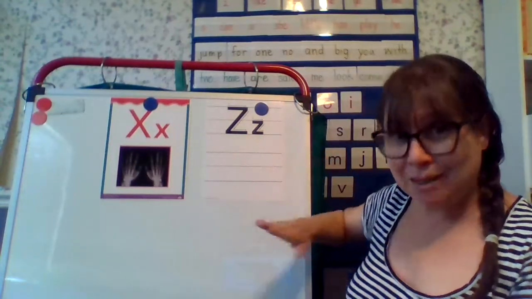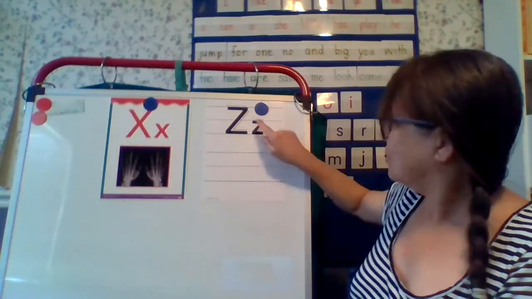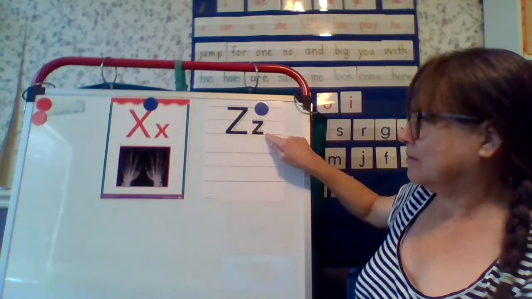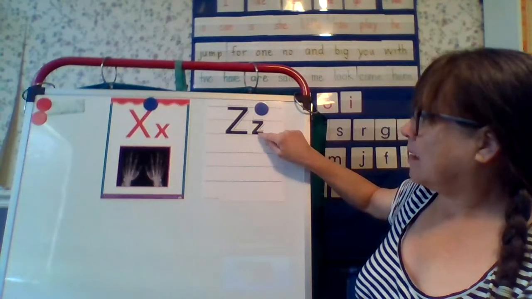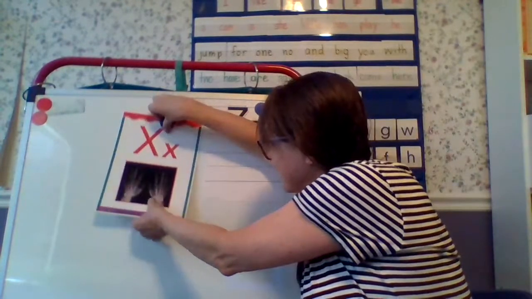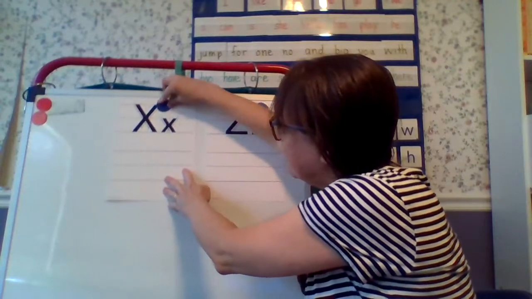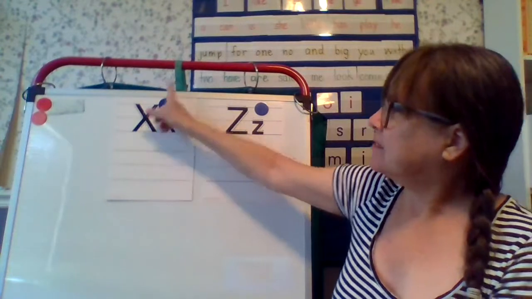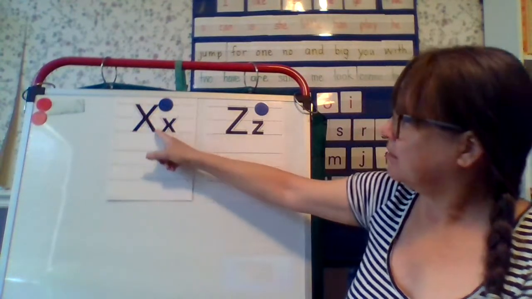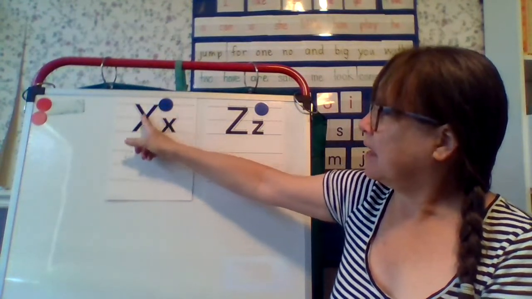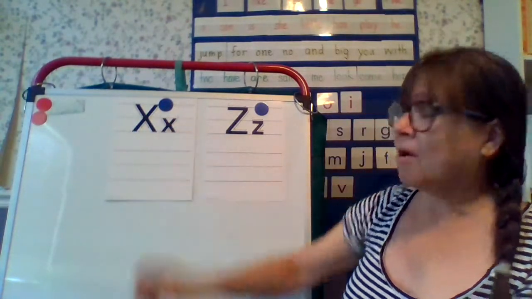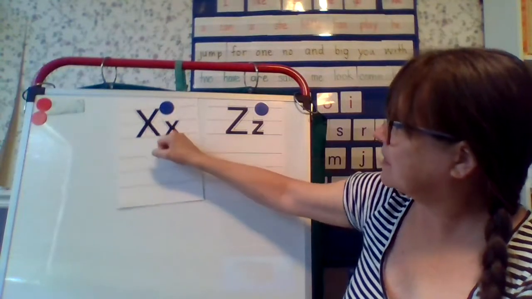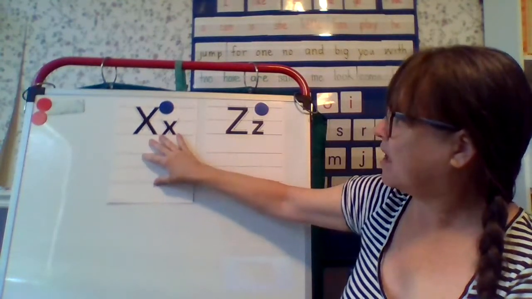Small z is the same shape, but it starts here at the middle. So straight across, slant down, straight across. Touching the middle line and the bottom line. X, same sort of thing. Capital X is two slanted lines from the top line to the bottom, from the top line to the bottom. Small x is the same, except that instead of starting at the top, it starts in the middle. So slanting down and slanting back.